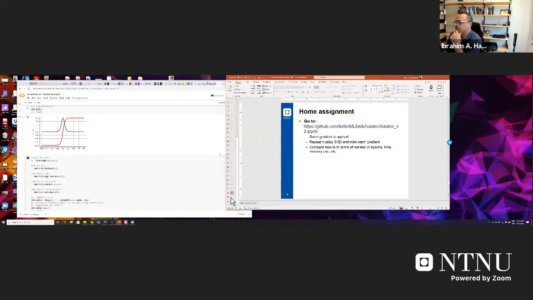This adaptive linear unit which we did for the iris dataset was for batch gradient. So now we re-implement it using stochastic gradient descent and mini batch gradient descent. And we need to make comparisons between the number of epochs, the actual running time, memory use, and so on. So you need to make those comparisons. Please go to adaptive linear unit version 2 in GitHub, and try to run it and see.